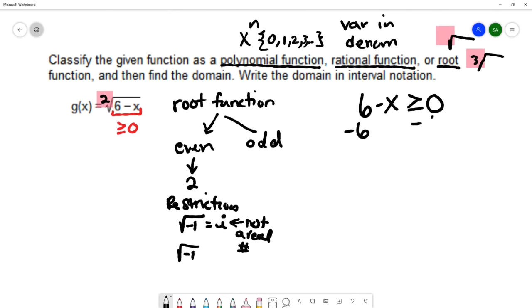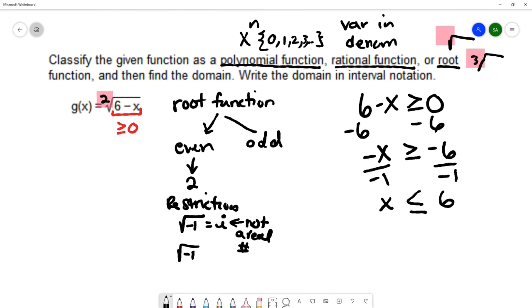So I subtract 6. That gives negative x is greater than or equal to negative 6. I'm going to divide both sides by negative 1. And with inequalities, when we divide both sides by a negative, we need to reverse that inequality symbol to maintain the truth of the statement. So negative 6 divided by negative 1 is a positive 6. And this is going to give us a set of values where this expression 6 minus x is greater than or equal to 0. So this will only produce real numbers when we substitute these values in.